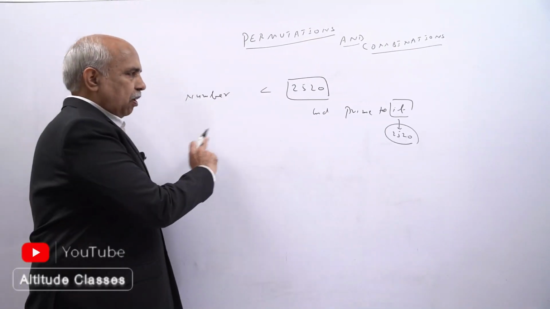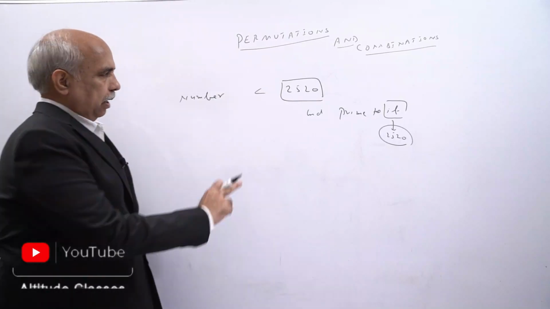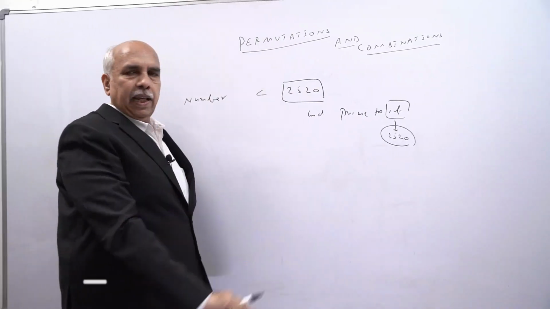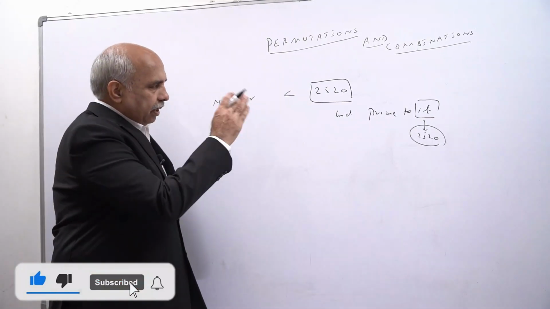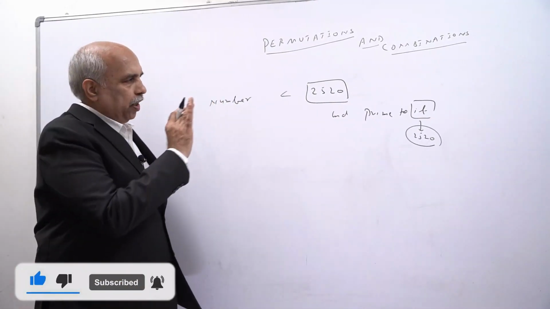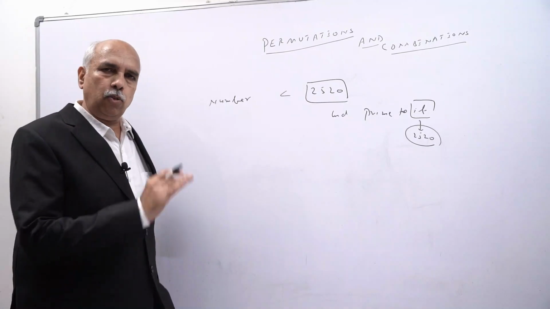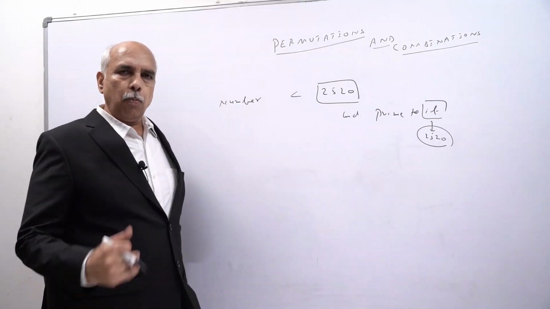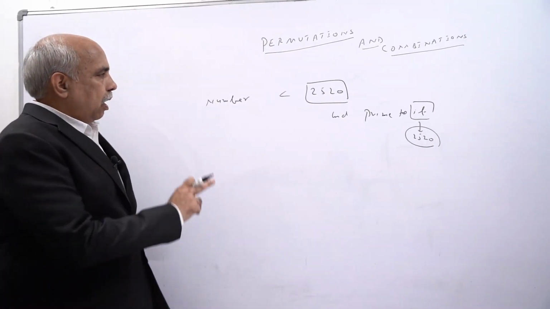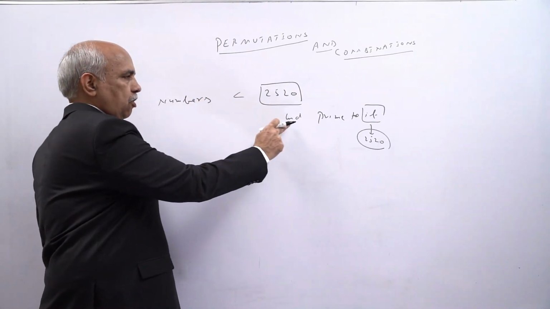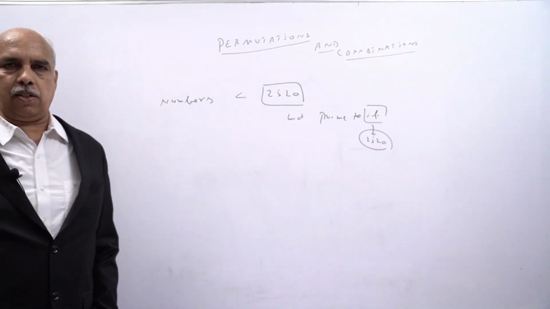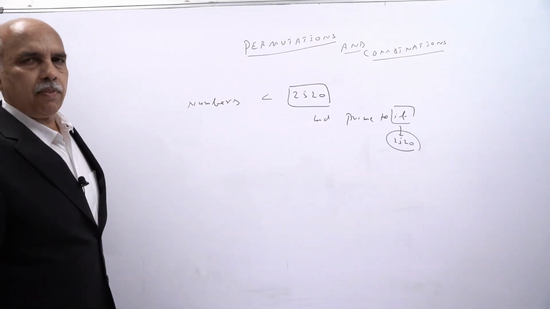I can start from 1 and go on till 2519. How many numbers are there like that where the HCF of that number and 2520 should be 1? So co-prime to it. That means, how many numbers are there which are less than 2520 and prime to it? That's the question. Now what are we supposed to do?